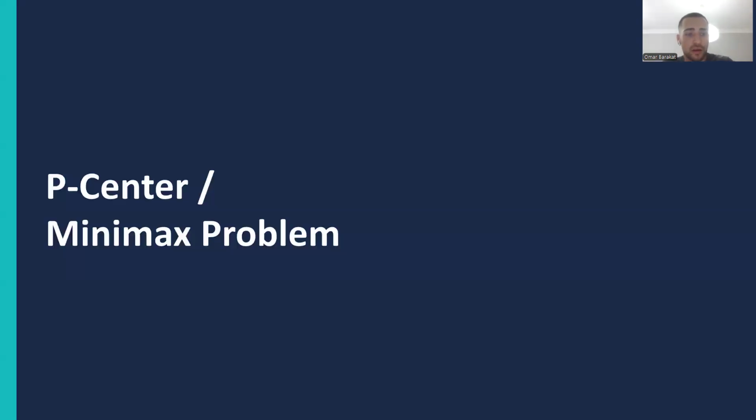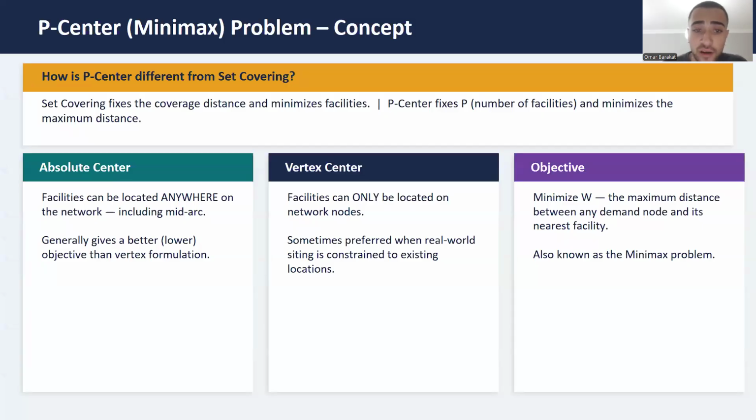Here, let's talk about the P center and minimax problem. Covering models fix the coverage distance and either minimize facilities or maximize covered demand. The P center problem takes a different approach. In the P center problem, also called the minimax problem, we fix P facilities and minimize the maximum distance from any demand node to its nearest facility.